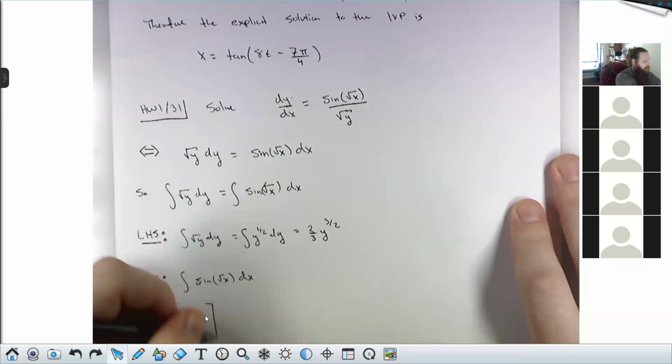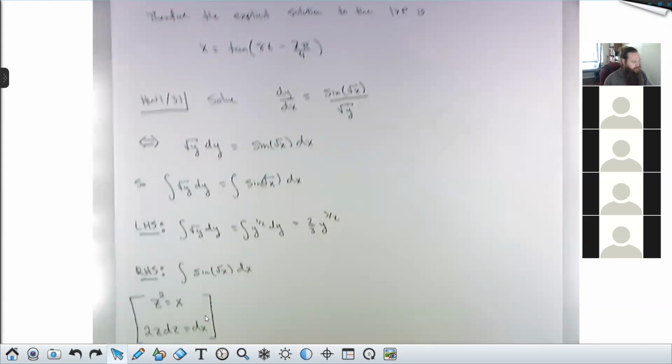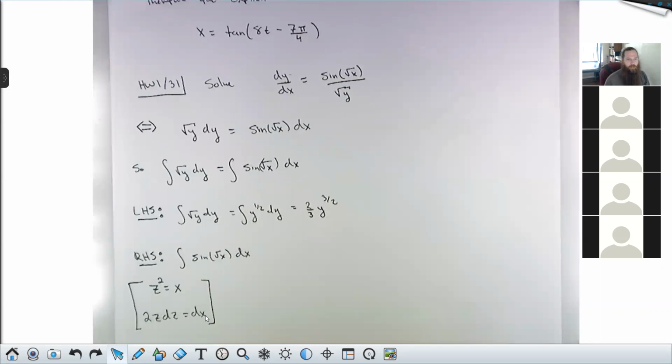So what I'm doing here is a u substitution. I use the letter z for my substitutions. I don't like using u. People get confused with integration by parts.